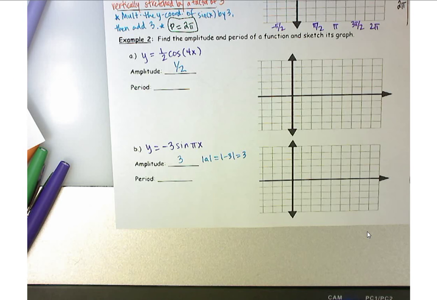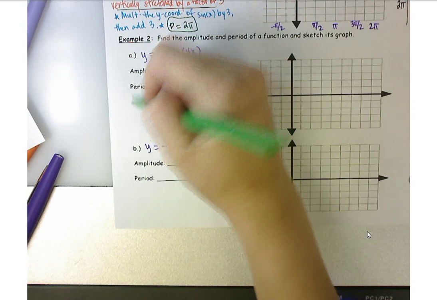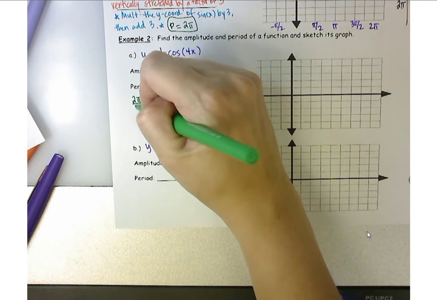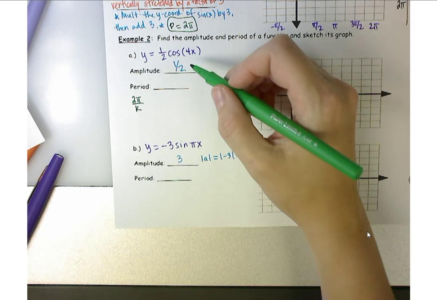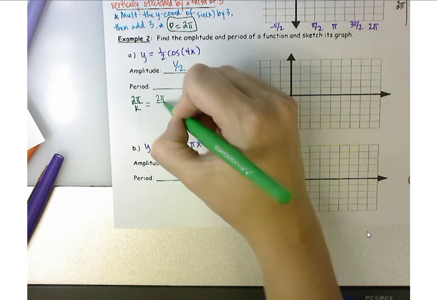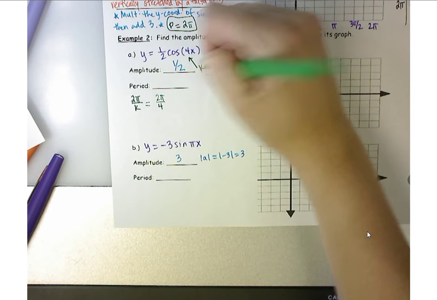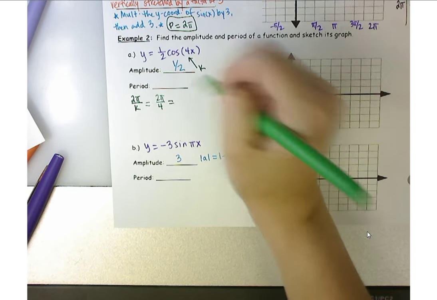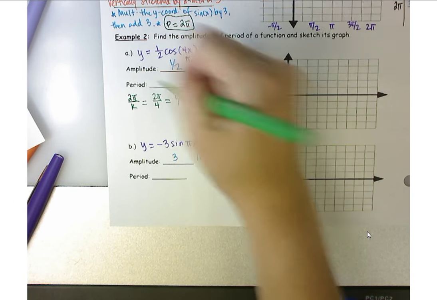Okay, so now we're going to do our period. So our period is 2 pi over k. For this one, Ben, what's our k value? 4. Okay, and that's because your k value is always in front of x. So 2 pi over 4 reduces to what? Pi over 2, so that's going to be our period, pi over 2.